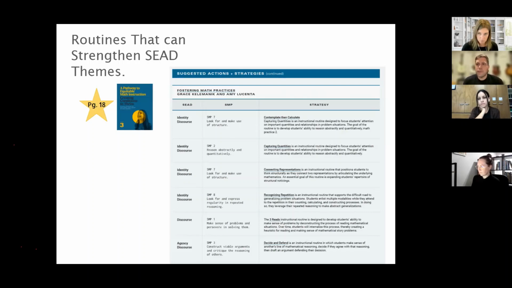But if you really think about what is the purpose of this routine, what are we trying to get students to do, I think you can adapt it for any grade level, K all the way up through high school. So again, as you have an opportunity, I would encourage you to take a look at this resource as you're thinking about what are some of these strategies that I might be able to try? What are some of these routines that I might be able to try? This is a fantastic resource to dip your toe in.